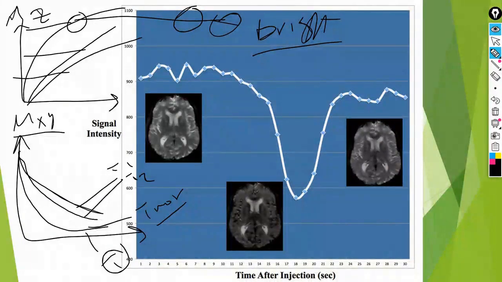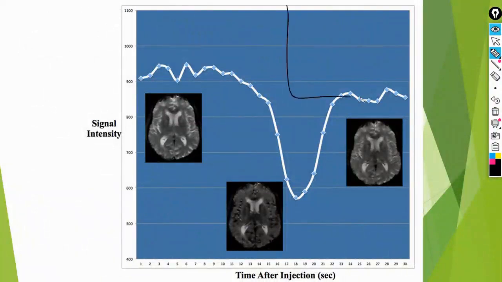Why is it dark? Because you did it in T2, so your MXY is weaker than the rest of the tissues, which will give you this. Is this clear or is there a problem? The curve should go down like this. Your contrast agent will reduce T2 or increase it.